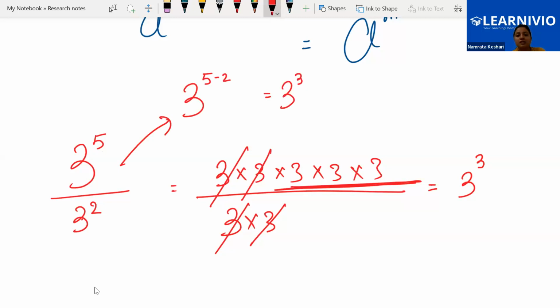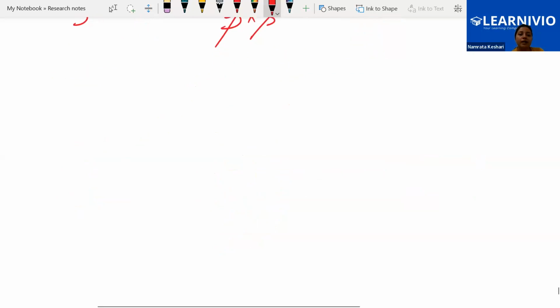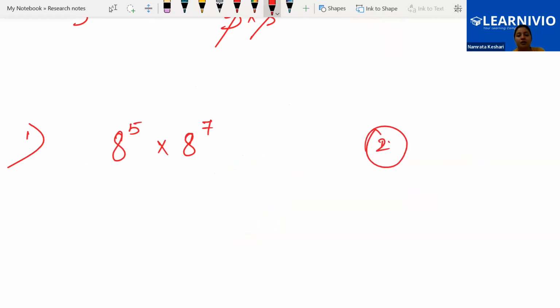Are you getting it, Shamya and Shad? Yes, ma'am. If you are getting it, please let me know how to do this one. 8 to the power 5 into 8 to the power 7 will be what? Ma'am, 8 to the power 12. Okay, 8 to the power 12. Is it so, Shamya? Yes, ma'am. Perfect.